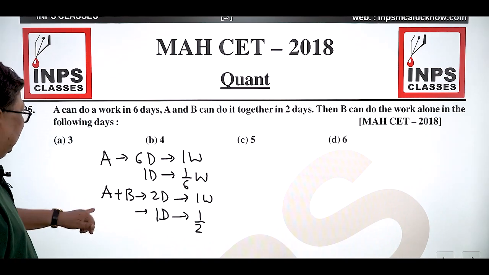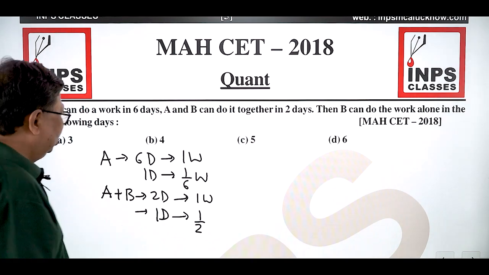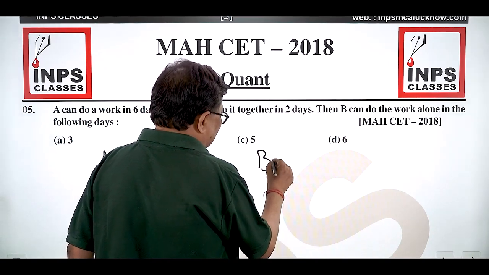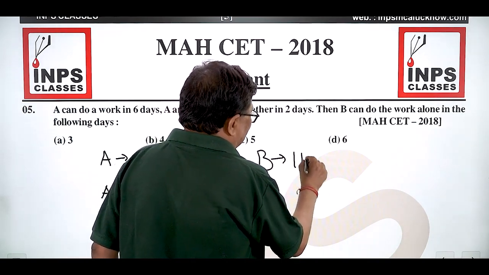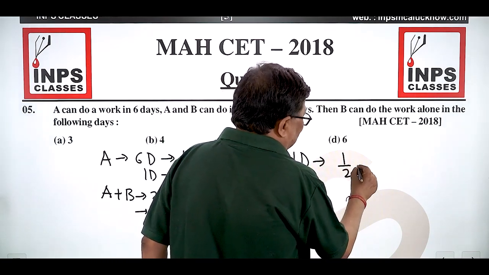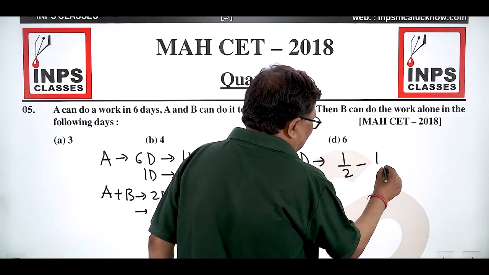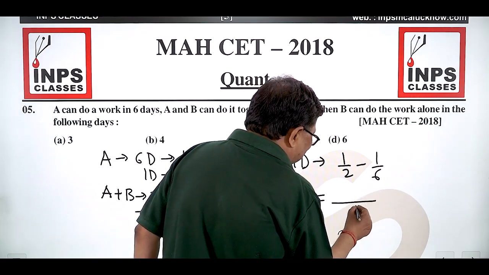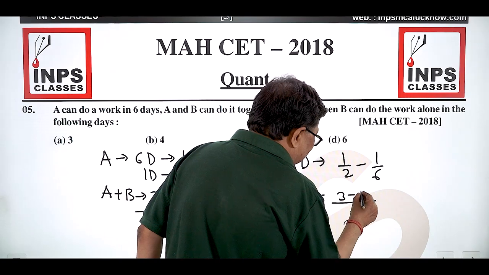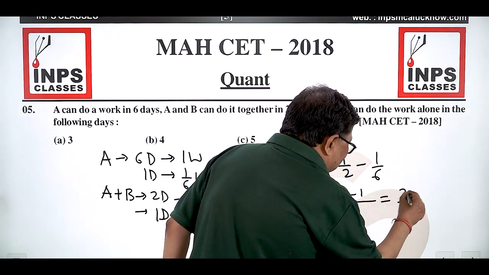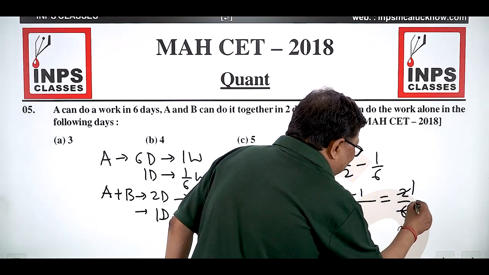But A does 1/6 of the work in 1 day. So, B in 1 day would be doing 1/2 minus the work done by A in 1 day, that is 1/6. So, this gives me LCM 6 here. So, he will be doing 1/3 of the work in 1 day.